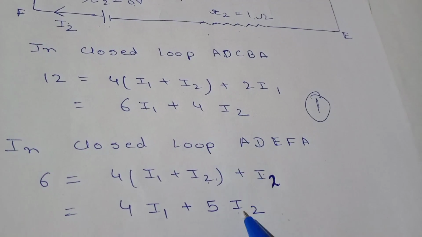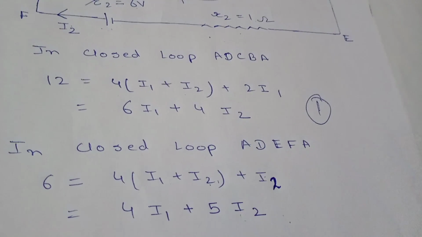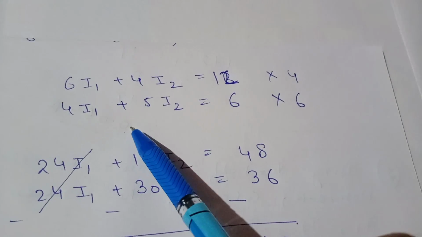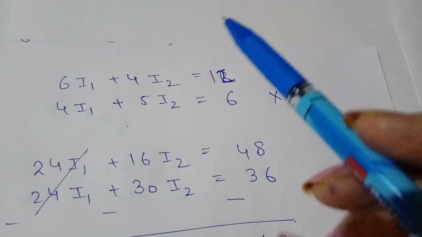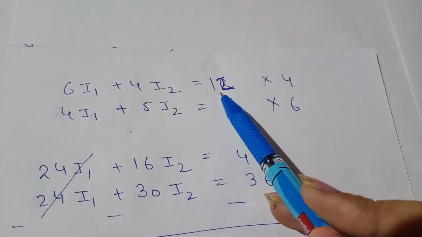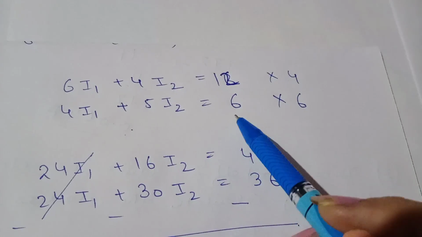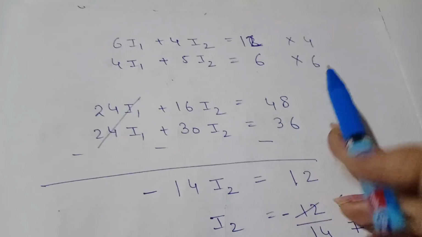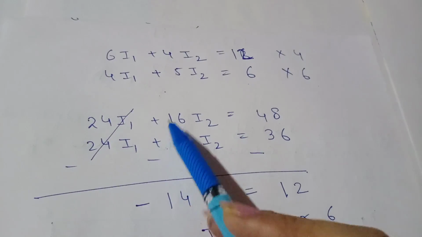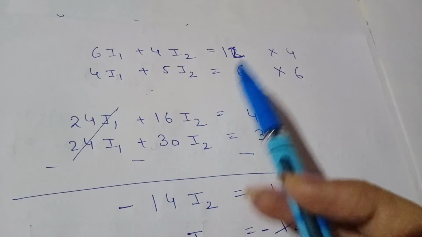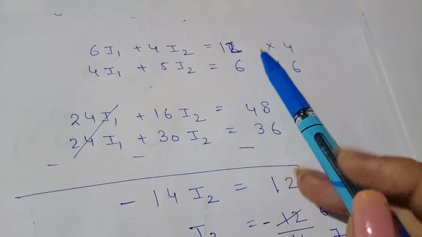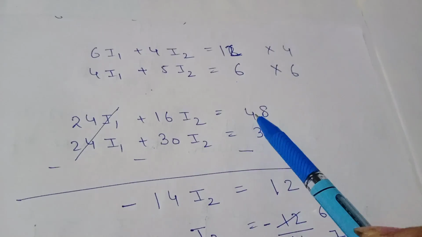Now we solve both these equations. Okay, these are our two equations, that is equation number 1 and equation number 2. So I multiply equation number 1 with 4 and equation number 2 with 6. Okay, so what I get after multiplying these two equations is 6 fours are 24, 4 fours are 16, and 12 fours are 48.